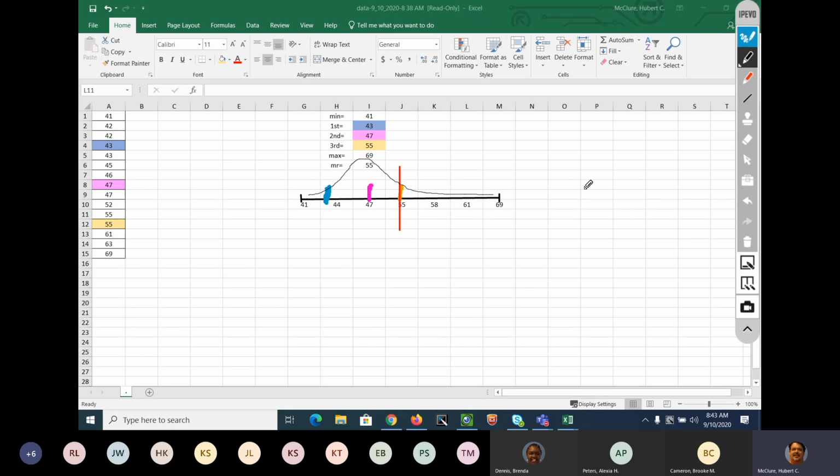That's how you do the 5-number summary. So you see, it doesn't take long to do it if you practice it. Okay? And everybody feels good about that one.